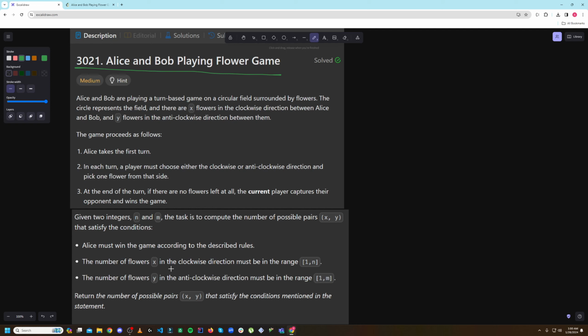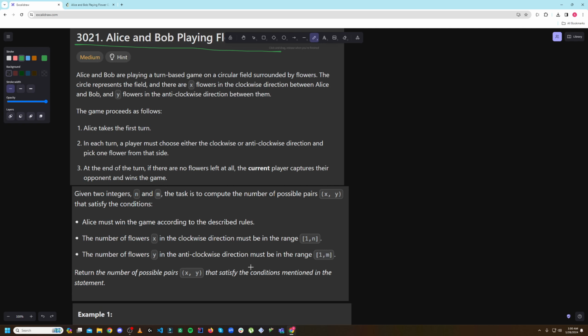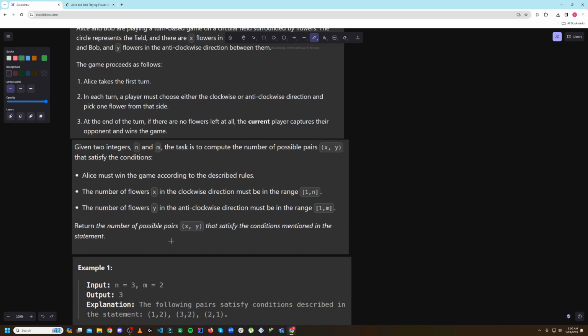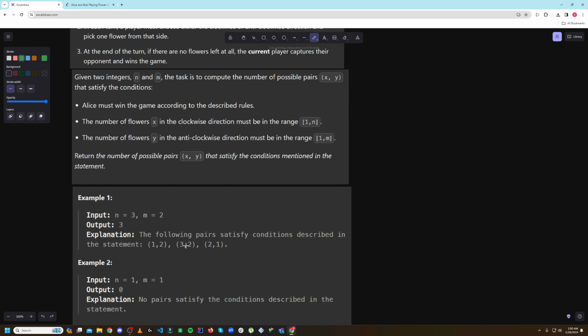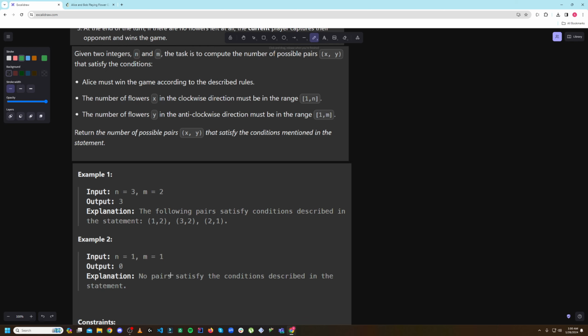The number of flowers in the clockwise direction must be in the range of 1 to n. The number of flowers in the anti-clockwise direction must be in the range of 1 to m. And return the number of possible pairs that satisfy the conditions. So in this first example, for n equals 3 and m equals 2, these pairs satisfy, and for the second one, there are no pairs.